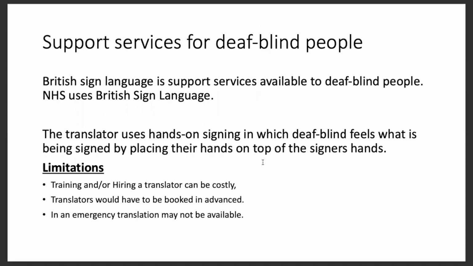In a healthcare setting, there might be a translator, and the translator uses hands-on signing, in which the deaf-blind person feels what is being signed. The deaf-blind person would place their hands on top of the translator's, and the translator would be signing what is being said. The deaf-blind person would track what is being said and therefore get the information through the hands-on signing.